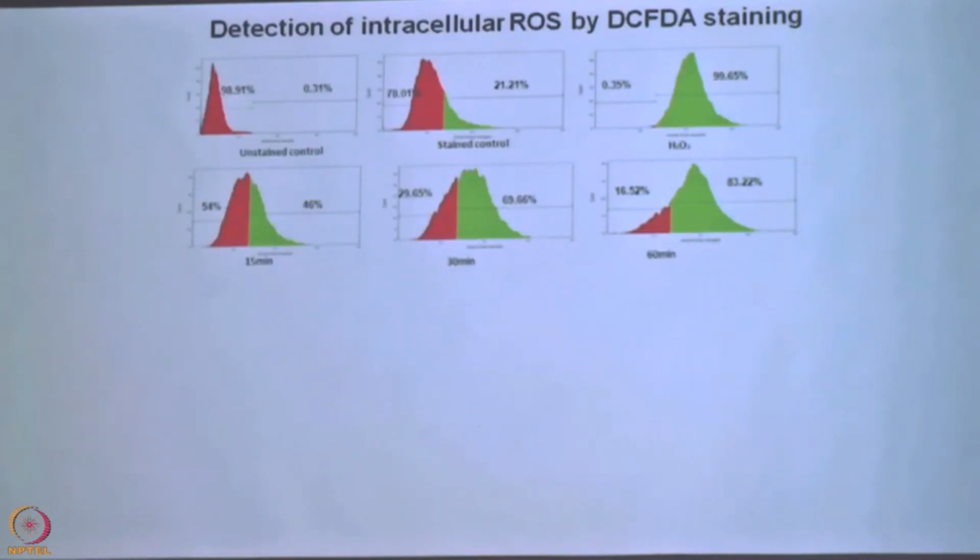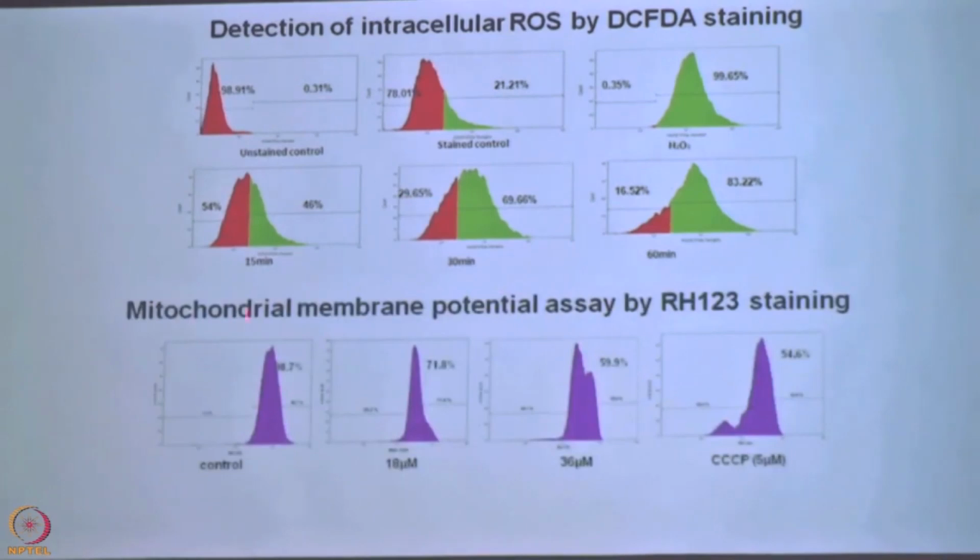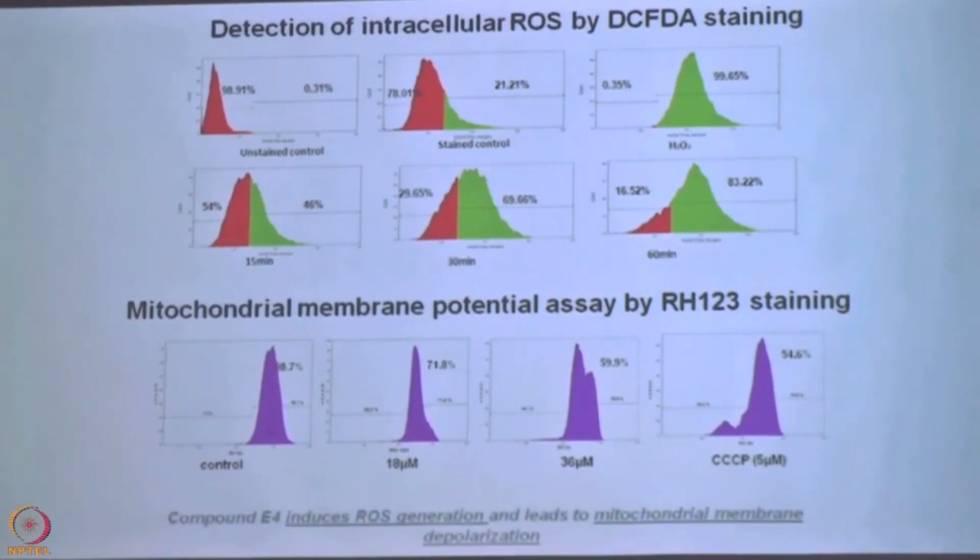Now, detection of intracellular ROS. We have seen the mitochondrial proteins, we have seen ROS proteins. With this we found that this is also making sense, and we have done the mitochondrial membrane potential assay. With this we came to know that something is happening towards the mitochondria, though we are not sure. So compound E4 induces ROS generation and leads to mitochondrial membrane depolarization. So what proteomics told us, mitochondria, the result came from another biological technique, same or different?